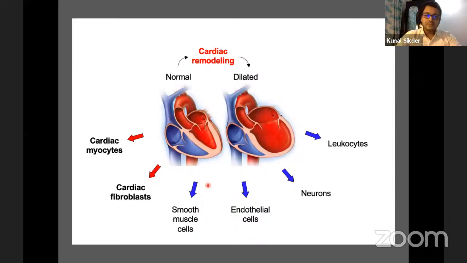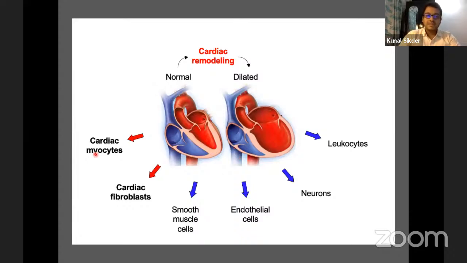So these are like 2 hearts. One is the regular one, and then there is a dilated one. As you can see, mostly the left side of the heart that I mentioned before, mostly the left ventricle, becomes swollen up. So this is the typical dilation of the heart, and the muscle becomes very narrow. So this is a typical dilated heart. Though this is a cartoon picture, this is exactly what happens in the body.